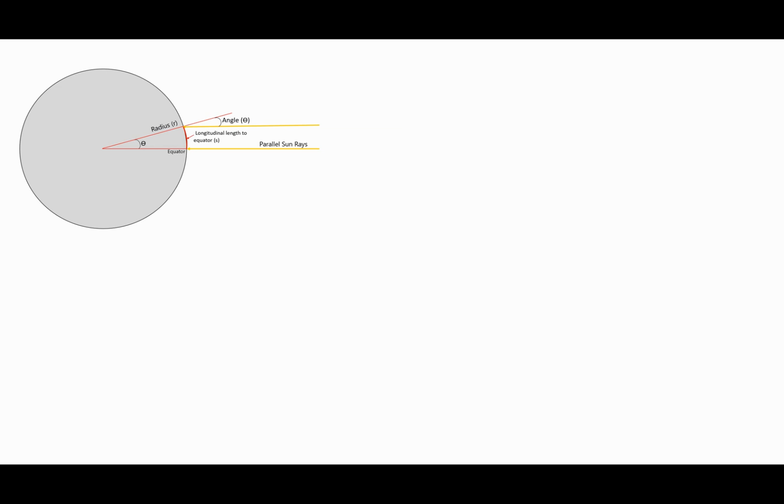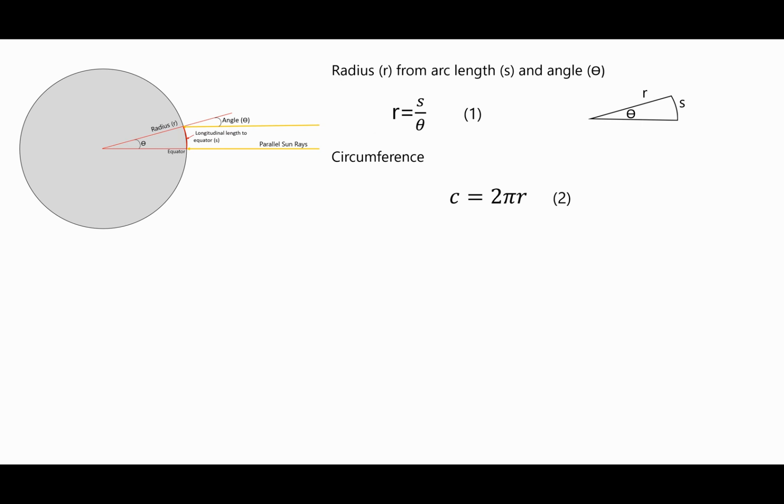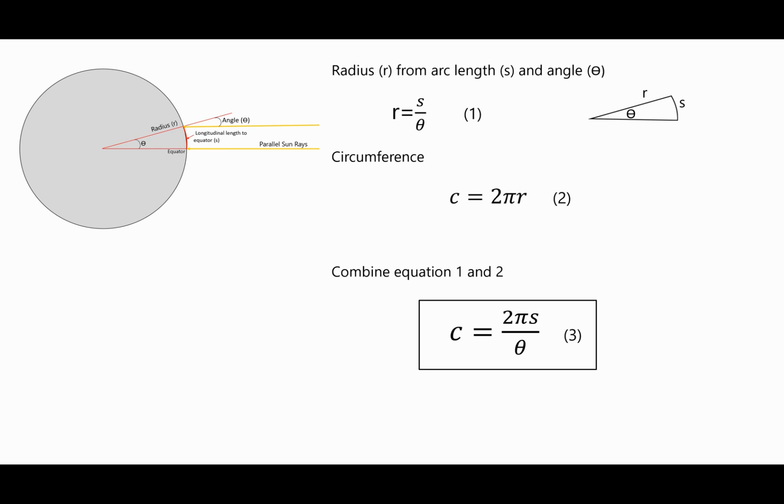If we look at that diagram one more time, and if we take that sector of that circle and move it over there, given the radius and the angle theta, using geometry, we can find the arc length s. It's given by this relationship here, where the radius r is equal to s divided by theta. Additionally, the equation for the circumference is given by 2 pi r. If we combine those two equations, we can get a final equation to find the circumference of Earth. Here, s is denoted as the longitudinal length to the equator, and the angle of a shadow in radians is denoted by theta.